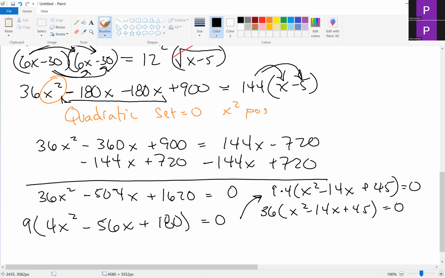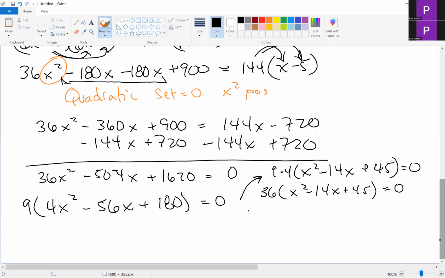Now, what do we need? We need two numbers that multiply to 45 and add to negative 14. Ooh, adds to negative 14. And I don't know why I put x there. It just adds to negative 14. Okay. So we could be boring, but let's not. The two numbers are going to be negative 9 and negative 5. Negative 9 times negative 5 is positive 45, and negative 9 minus 5 is negative 14.